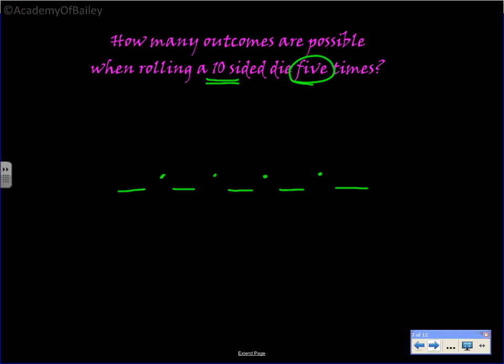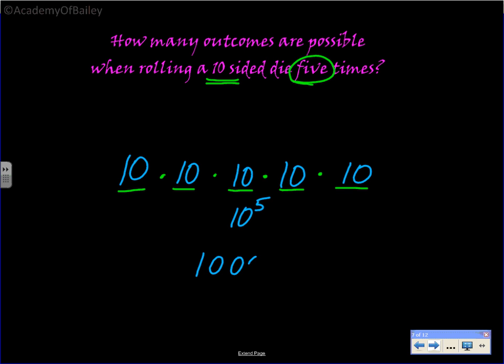In those 5 spaces, how many different numbers can you get on a 10-sided die? You can get 10 in the first one. Get 10 in the second, third, fourth, and fifth one. So therefore this is 10 to the fifth power, which we know is a 10 with 5 zeros. So the answer, 100,000. The answer is 100,000.